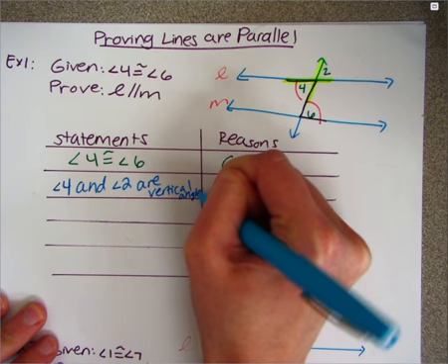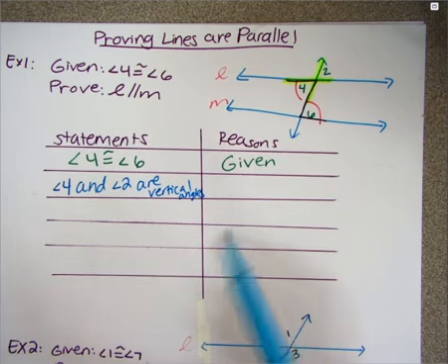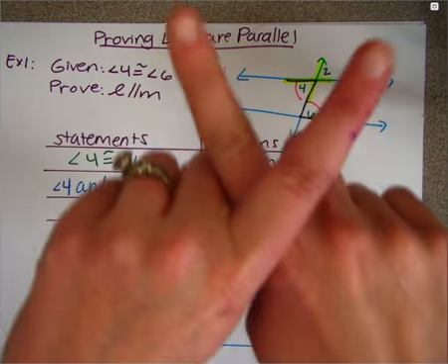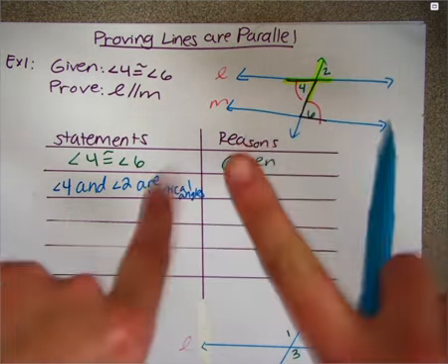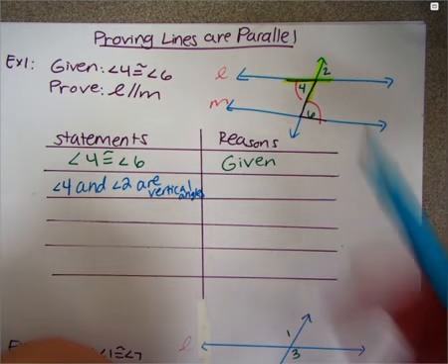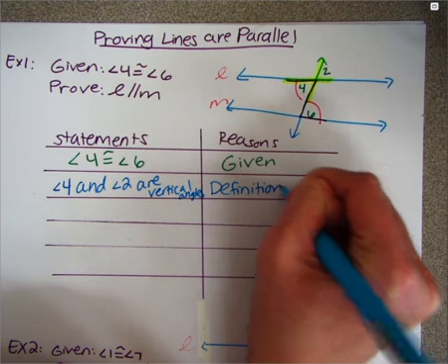I ran out of space. Sorry, guys. Angle 4 and 2 are vertical angles. And how I know that is, well, vertical angles form when two lines intersect and are right across from each other at the X. So that is what it means to be a vertical angle. So this would be your definition of a vertical angle.